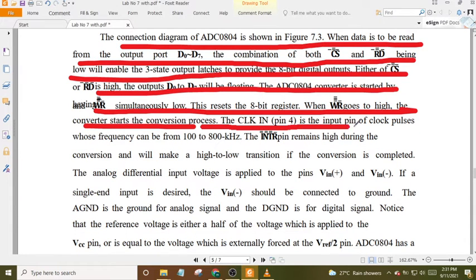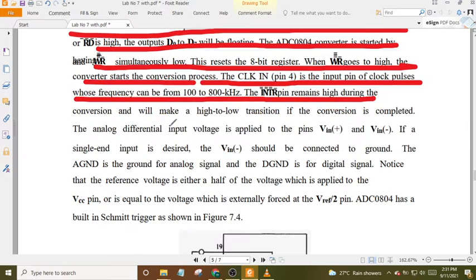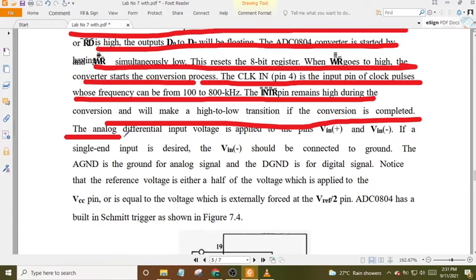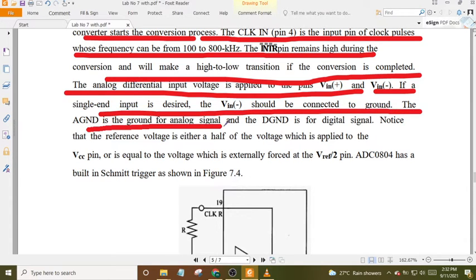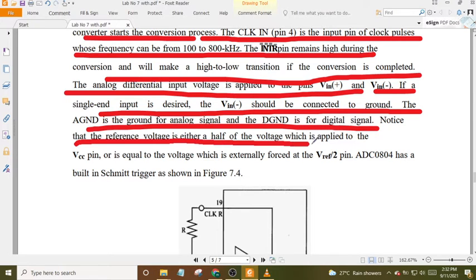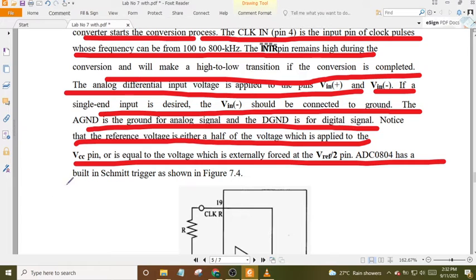The CLKIN, pin 4, is the input pin of clock pulses whose frequency can be from 100 to 800 kHz. The INTR pin remains high during the conversion and will make a high to low transition when the conversion is completed. The analog differential input voltage is applied to the pins VIN plus and VIN minus. If a single-ended input is desired, the VIN minus should be connected to ground. The AGND is the ground for analog signal and the DGND is for digital signal. Notice that the reference voltage is either a half of the voltage which is applied to the VCC pin or is equal to the voltage which is externally forced at the VREF/2 pin.